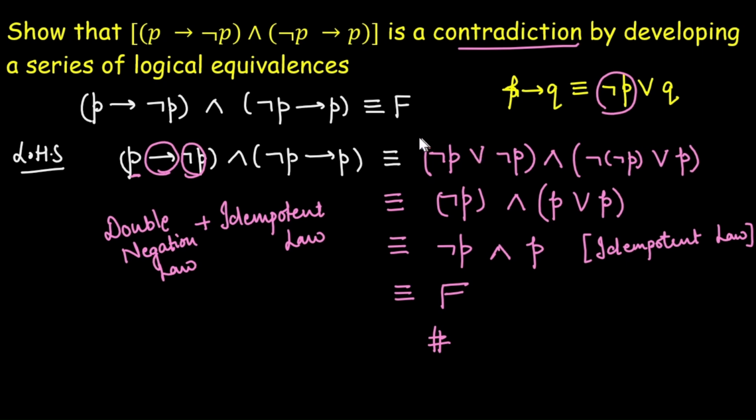So always remember, whenever we have the conditional statement, first step is break this one into this form, then try to take the negation inside the compound proposition. After that, maybe distributive is applicable, maybe the commutative is applicable, or depends idempotent or identity or the domination law is applicable.